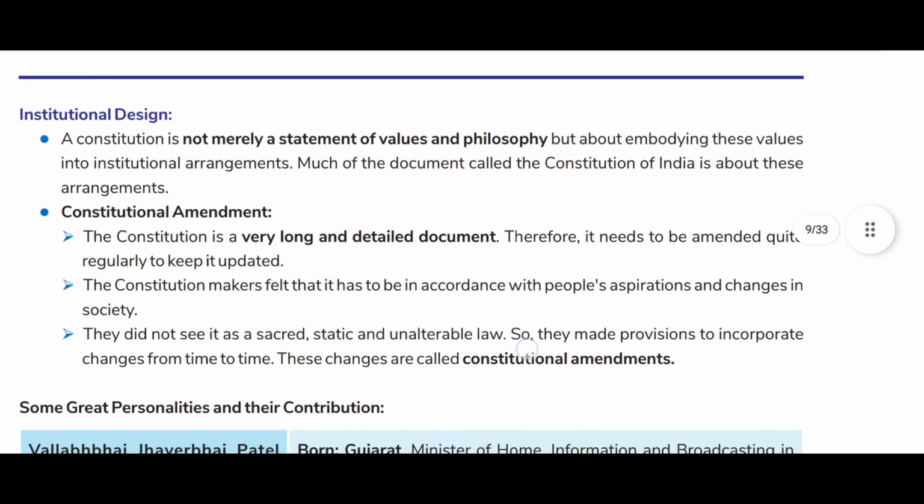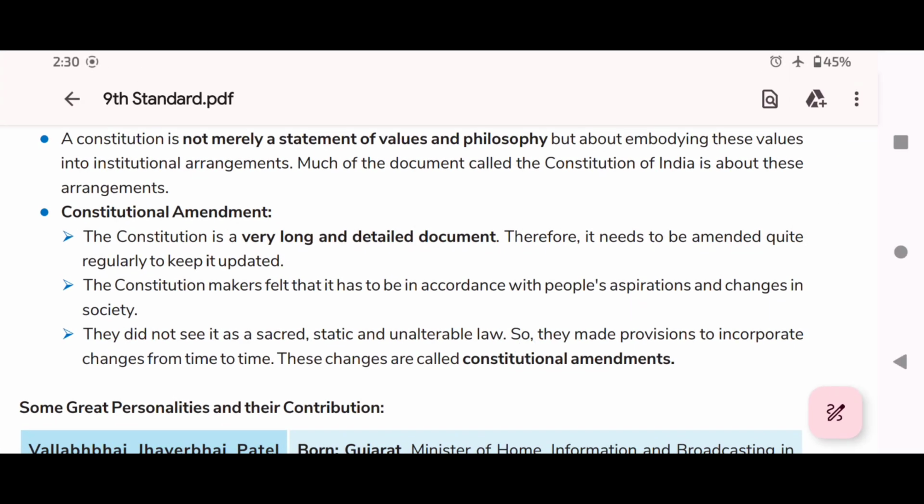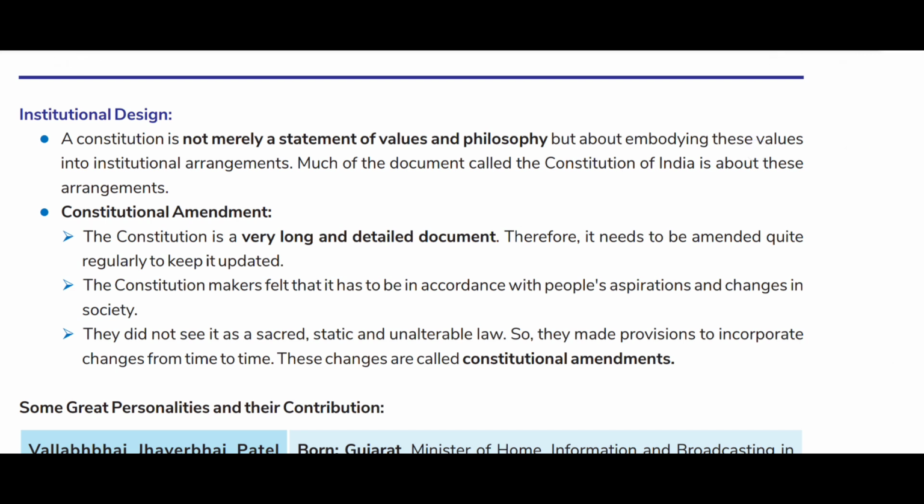Institutional design. A constitution is not merely a statement of values and philosophy, but also embodies these values into institutional arrangements. Much of the document called the Constitution of India is about these arrangements. Constitutional amendment. The Constitution is a very long and detailed document. Therefore, it needs to be amended quite regularly to keep it updated.